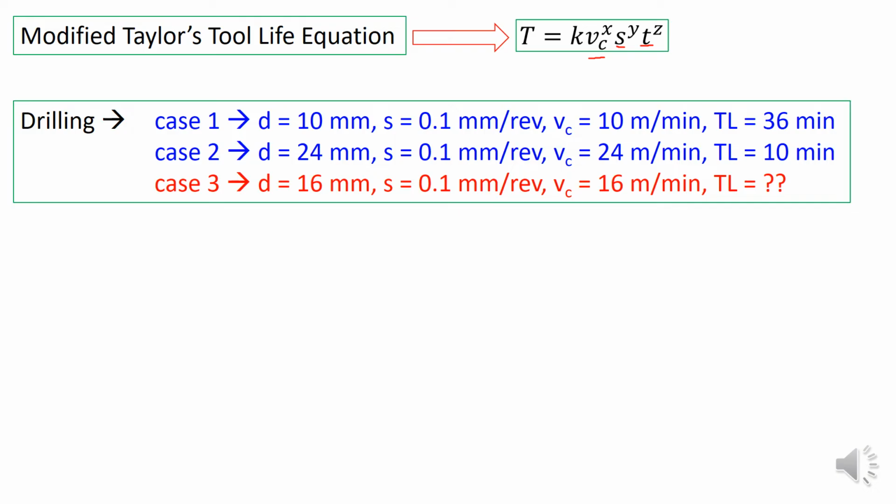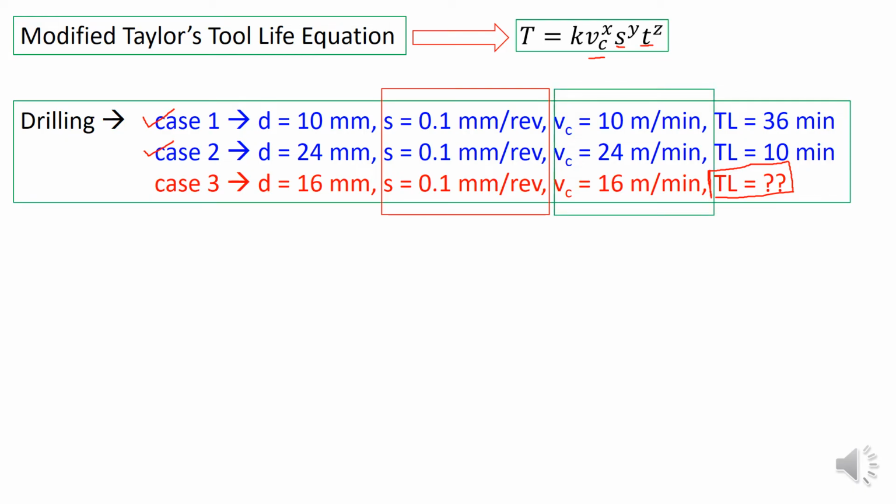This is a case of drilling. In this particular case, as you can see, two data points are given. Case 1 and case 2. Case 3 is not a data point. You have been asked to find out the tool life. Now, if you analyze the given data and the data at which you have been asked to find out the tool life, let us see some characteristics. The feed is constant in all three of them, which is 0.1 millimeter per revolution.